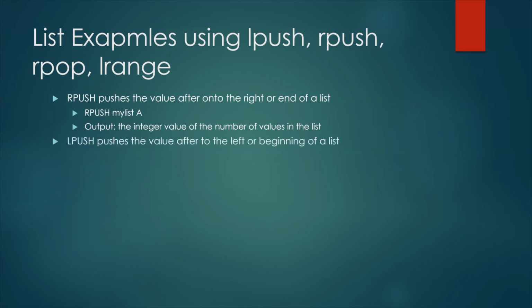Next we go on to lpush. This pushes the value to the left or the beginning of the list. An example of this is going to be lpush mylist b. We're calling into the same list as the previous example, being mylist, and then we're adding the value b. We're adding it to the beginning of the list. So right now the list is going to be the value b, then the value a, as b was just added to the beginning. The output is going to be the same as rpush with the integer value.